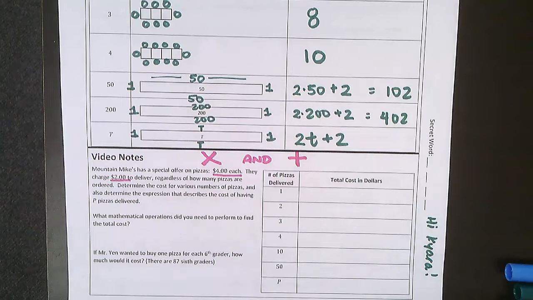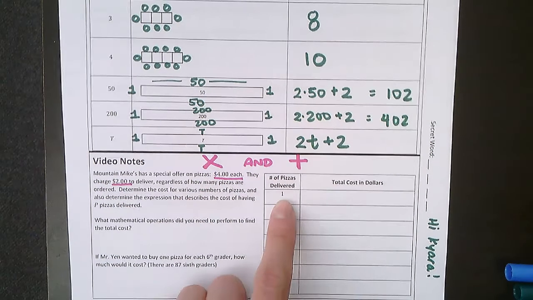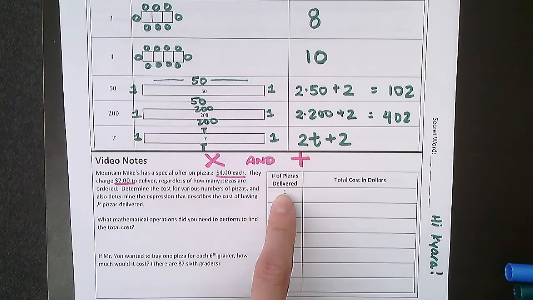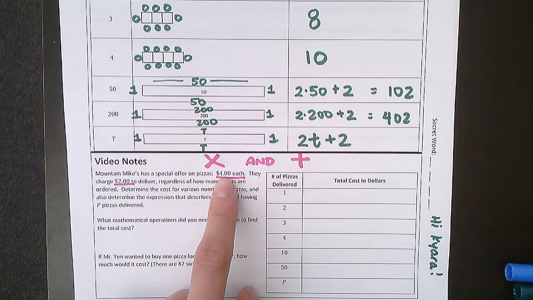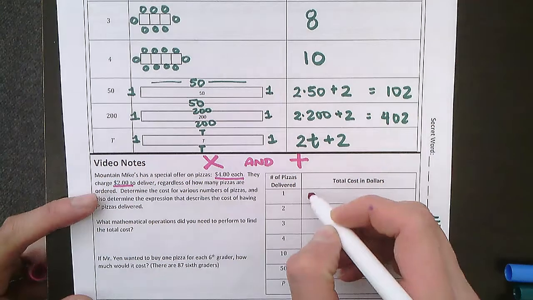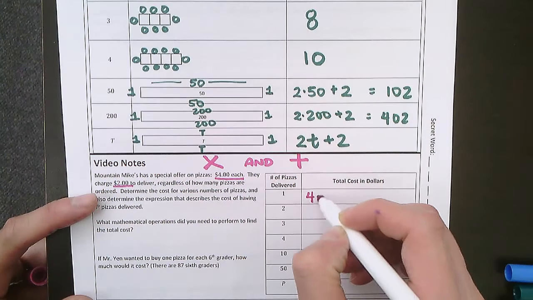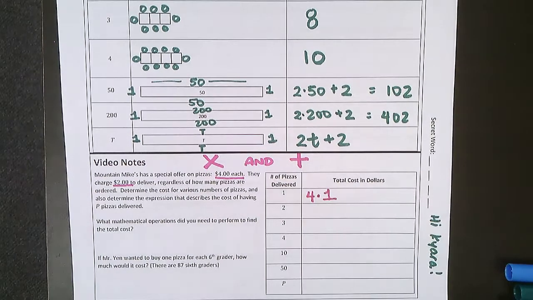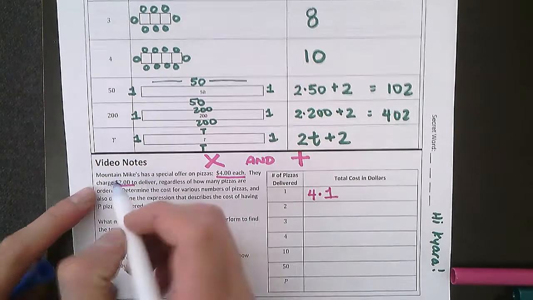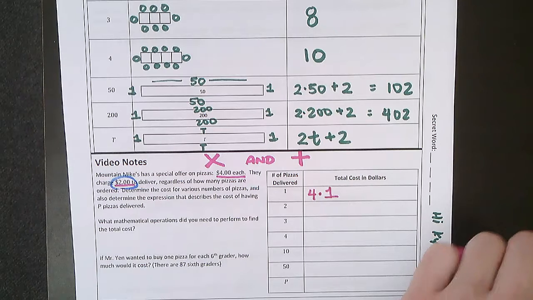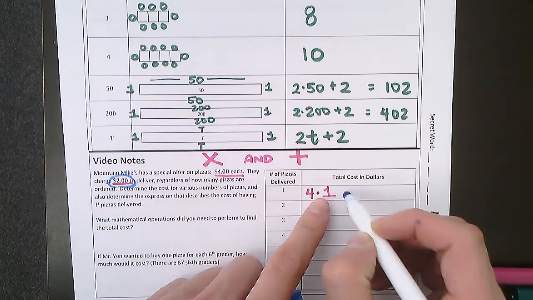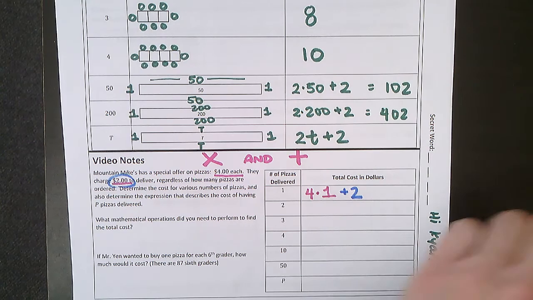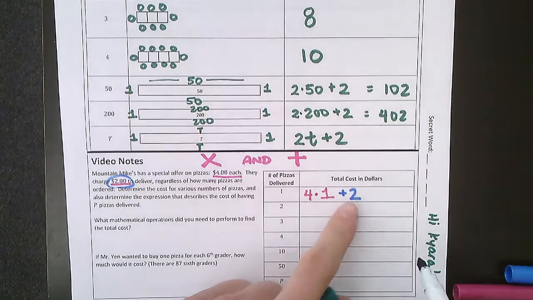Let's go to this table first. So if we only ordered one pizza, right, we would have the one pizza, and it would cost $4, because each pizza costs $4. So we have 4 times 1. I'm going to use this multiplication symbol, the little dot. 4 times 1. That's just for the pizza, but also remember that there's a $2 delivery fee. So we're going to have to add the $2 delivery fee at the end. And then so from here, 4 times 1 is 4, plus 2 is 6.